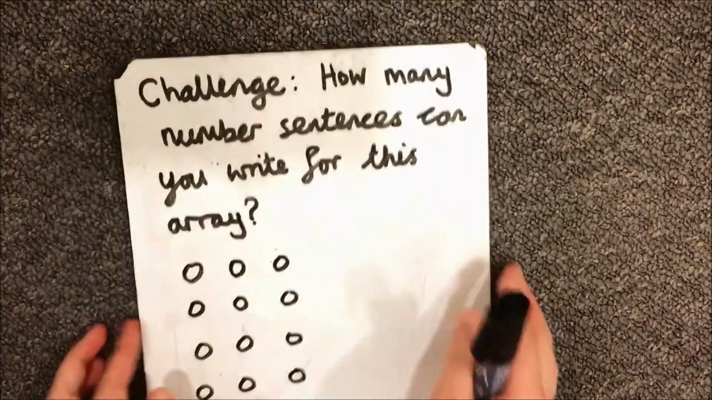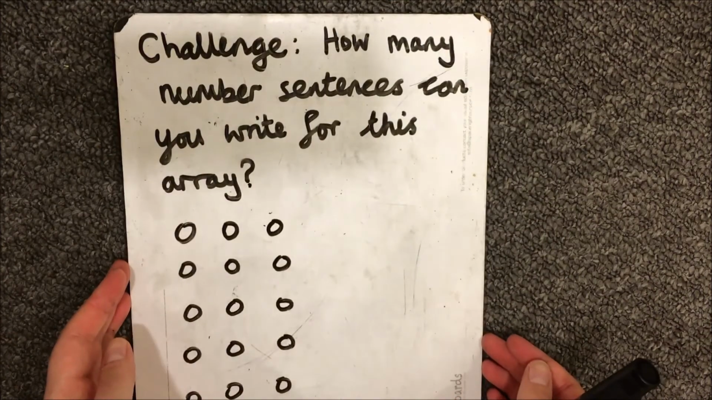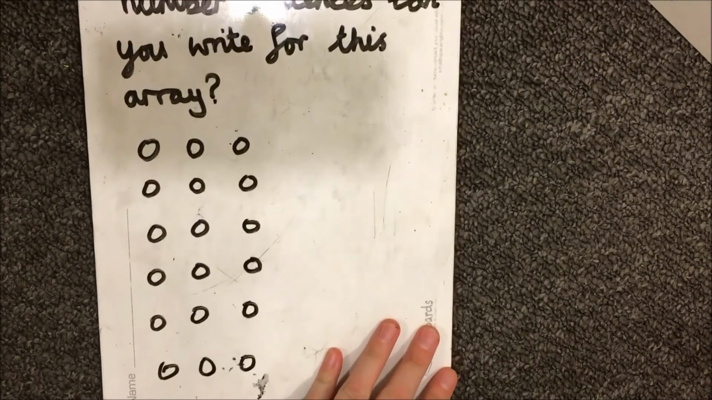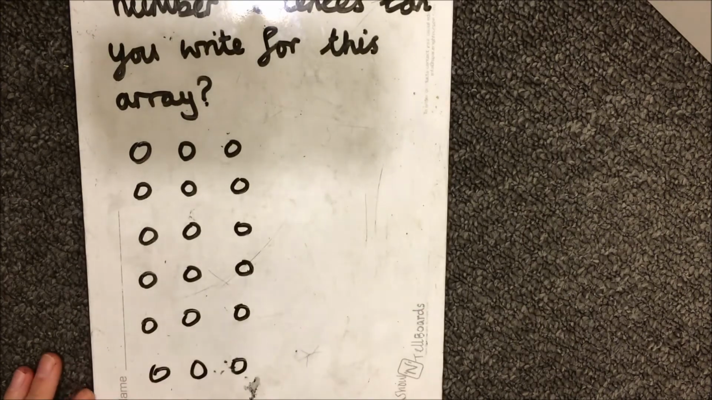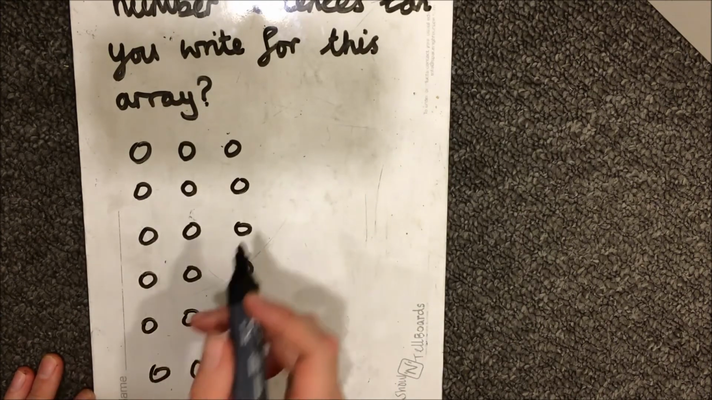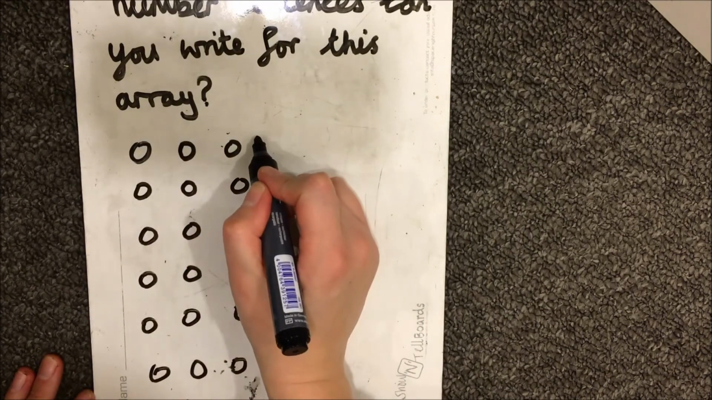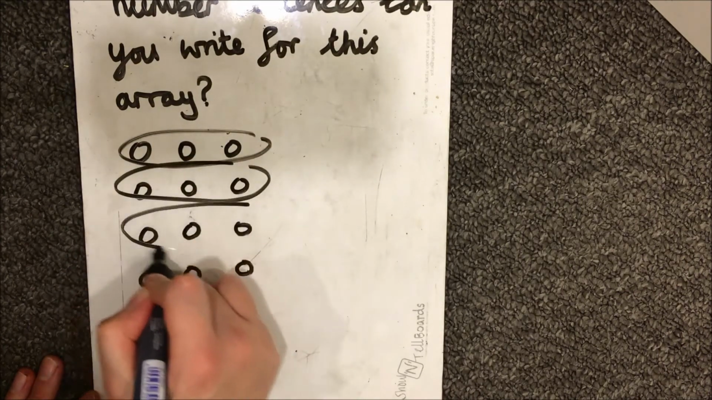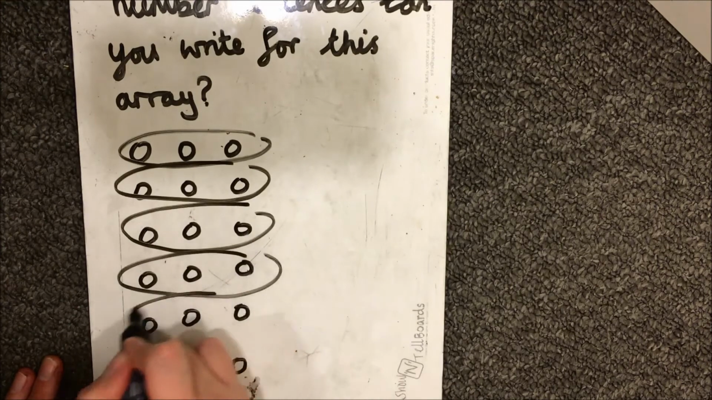I've got a last challenge for you. It says, how many number sentences can you write for this array? Oh, let me move it up. So let's start with our division one. So how many have we got all together? We can actually count in 3's, can't we? Let's count this way. I've got 3 here. 3 here, 3 here, 3 here.